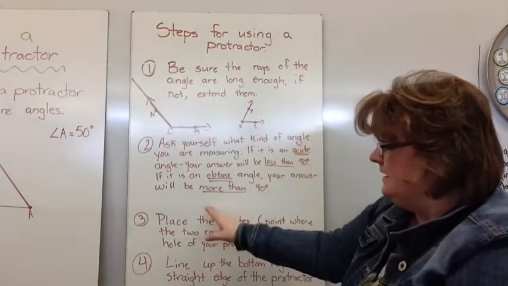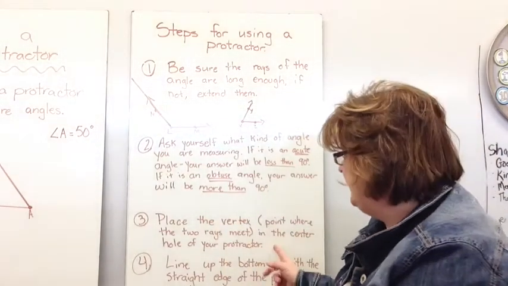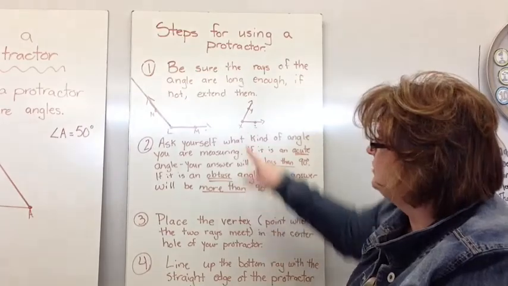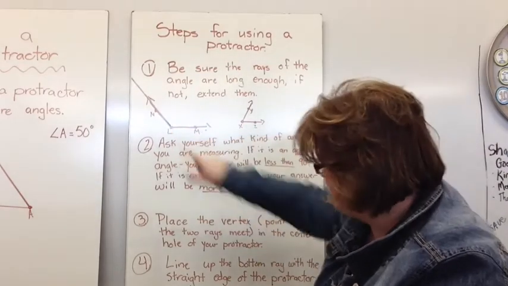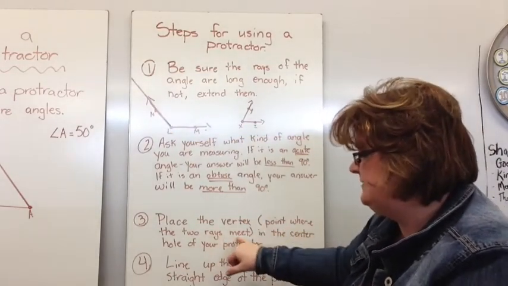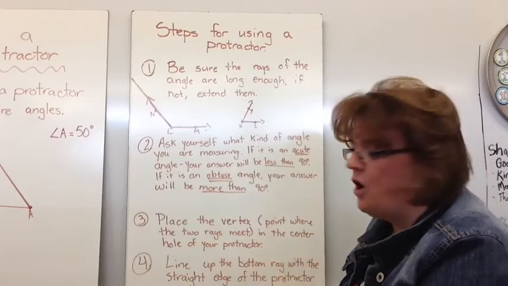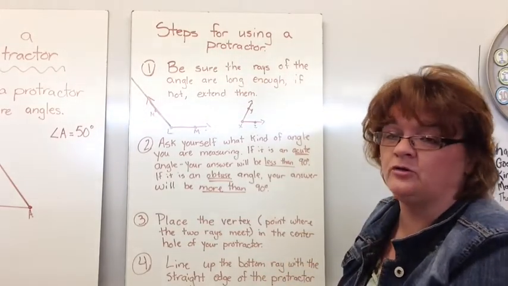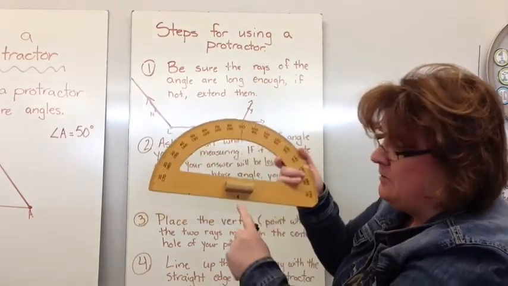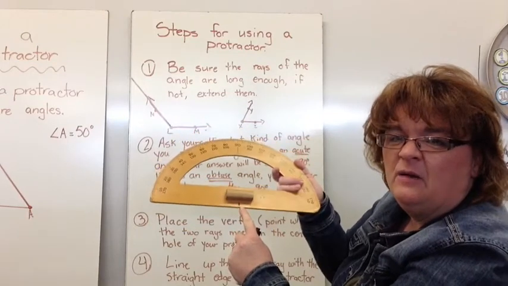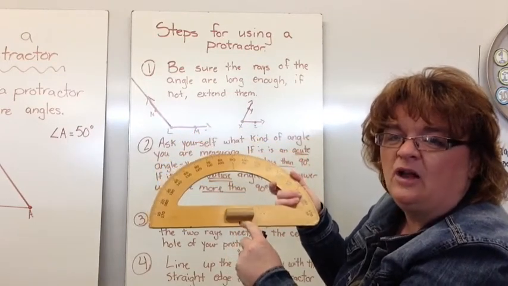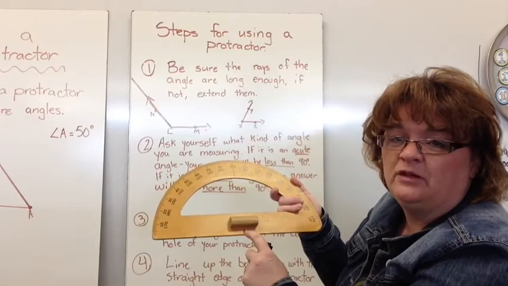Okay. Step number 3, place your vertex, which is this right here. Remember, the vertex is the point where the two rays meet, in the center hole of your protractor. Now your protractor looks a little bit different than mine. Mine has a little arrow right here, but your protractor will have a little hole right there. That's where you put the vertex.